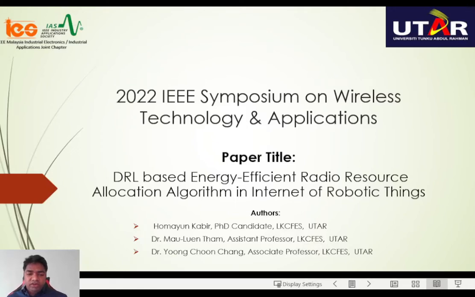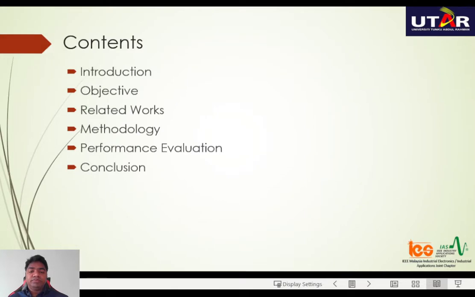This is Humayun Kabir, PhD candidate, University of Abdur Rahman. I am going to present a conference paper in 2020 IEEE Symposium on Wireless Technology and Applications. The paper title is DRL-based Energy Efficient Radio Resource Allocation Algorithm in Internet of Robotic Things.